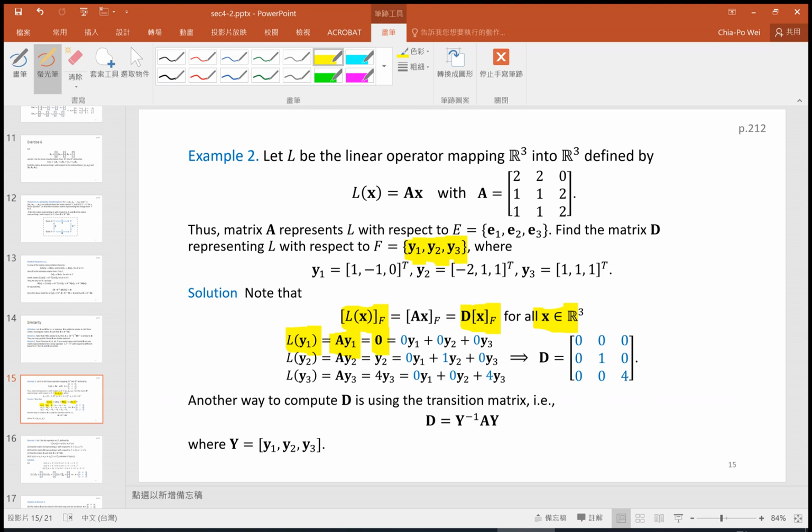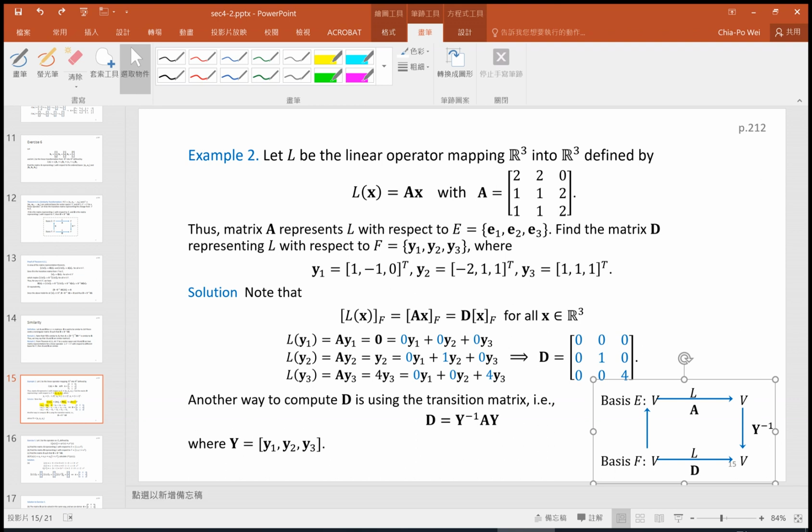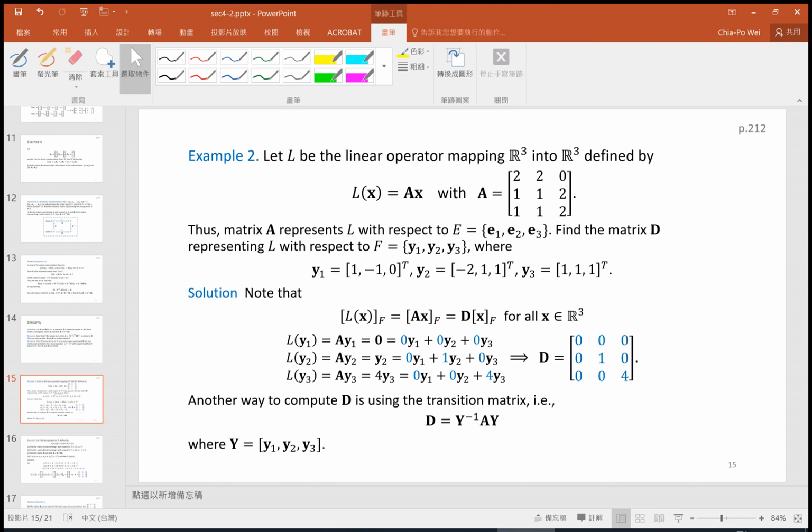And we will express 0 as the linear combination of y1, y2, and y3, because we want to compute the coordinate of L of y1 with respect to F. Then 0 can be written as 0 times y1 plus 0 times y2 plus 0 times y3. And therefore, the coordinate of L of y1 with respect to F is 0, 0, 0. Then, by the matrix representation theorem, the first column of matrix D is the coordinate of L of y1 with respect to F.